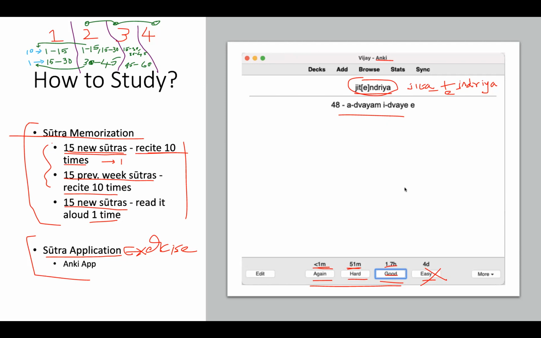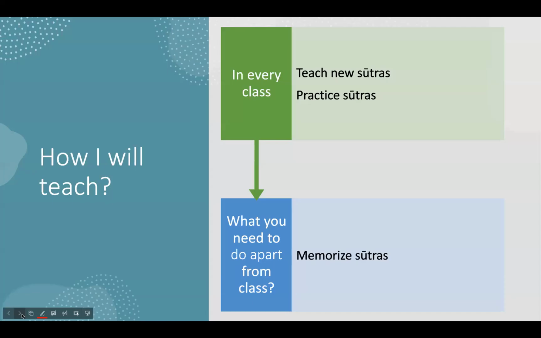Okay, now going to the next slide. So how am I going to teach you? In each class, we are going to learn new sutras. In 2 or 3 sessions, I am planning to finish 15 sutras; that is, every week I'm planning to complete 15 sutras so that you can keep up with me. Sometimes it may not be possible because some sutras are very heavy, so I'm going to reduce the pace. But you try to memorize; you can go ahead of me in memorization so that when it comes to application and practice, it becomes easy for you.